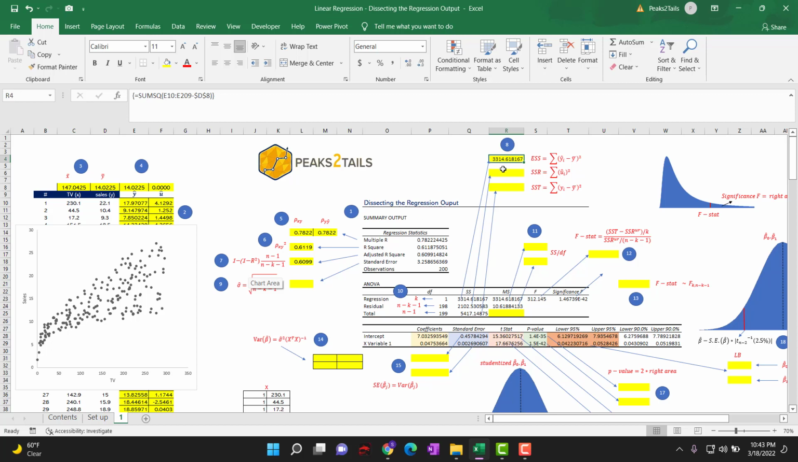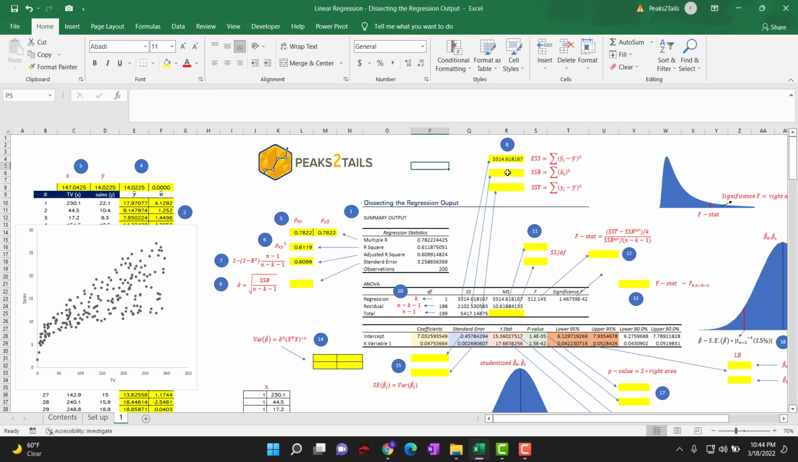So that's 3314.61 and that matches with the output right here. All right. So basically I'm using an array calculation. The value of y hat will be taken one by one, but the distance will be taken from the fixed y hat. And then it will be passed as an array to the sum_sq function, which will return the sum of square of these deviations.